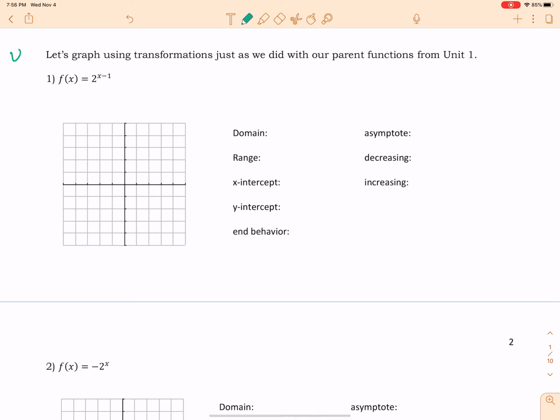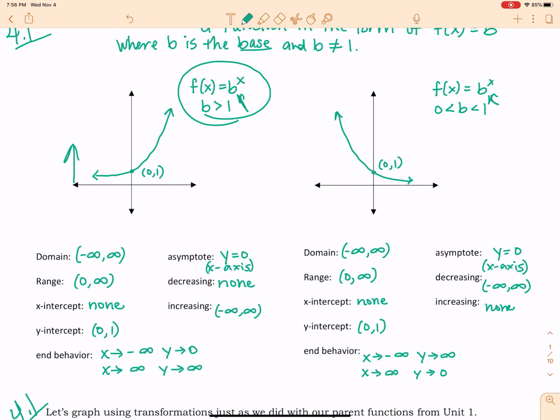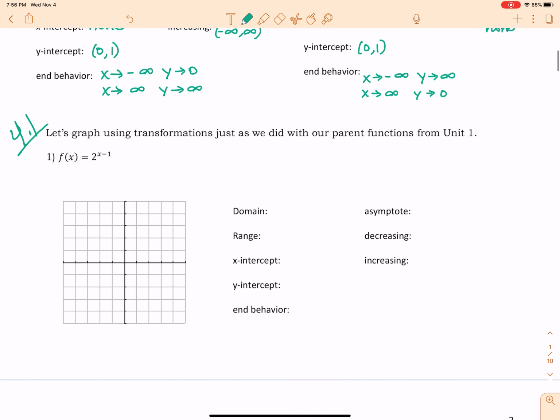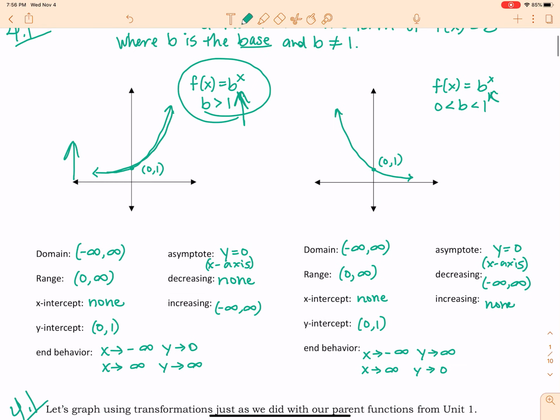Okay, babies, this is going to be the 4.1 video, and we're going to look at our examples for graphing exponential functions. If you look at this very first one, we have f of x equals 2 to the x minus 1. If you recall from the last video, since the base is bigger than 1, in this case it is 2, I know that my parent function looks like this. It moves up to the right.